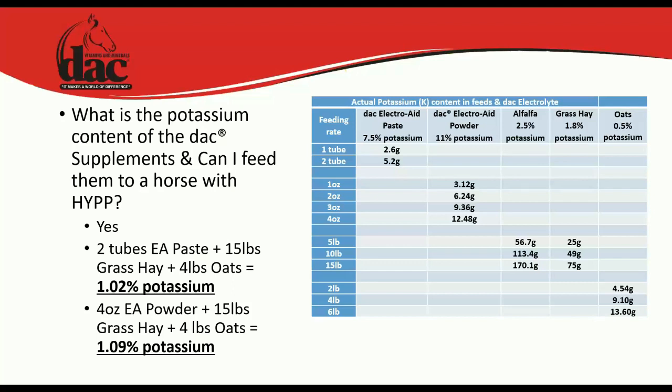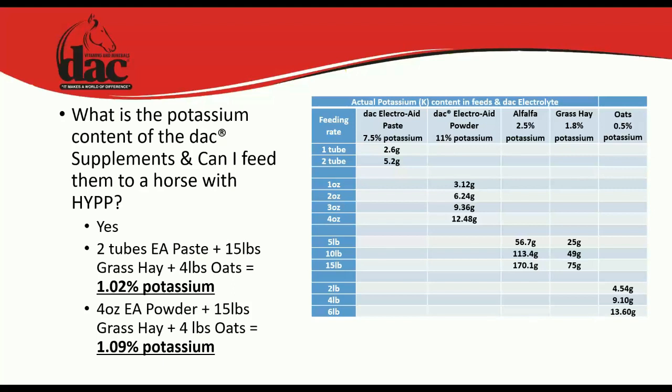The big nemesis to horses with HYPP is alfalfa. It's only 2.5% potassium, but we're feeding 5 to 15 pounds a day of it, so we're looking at 50 to 170 grams of actual potassium per day.